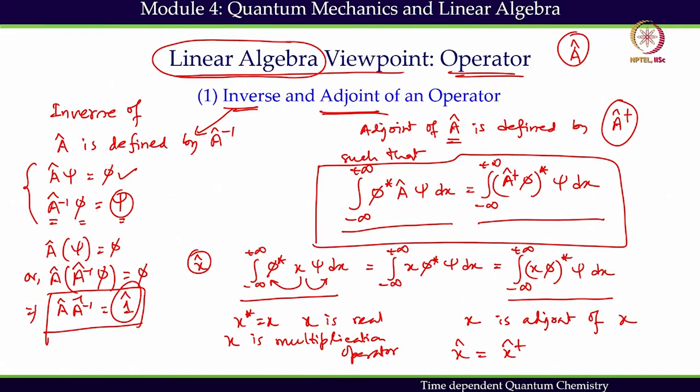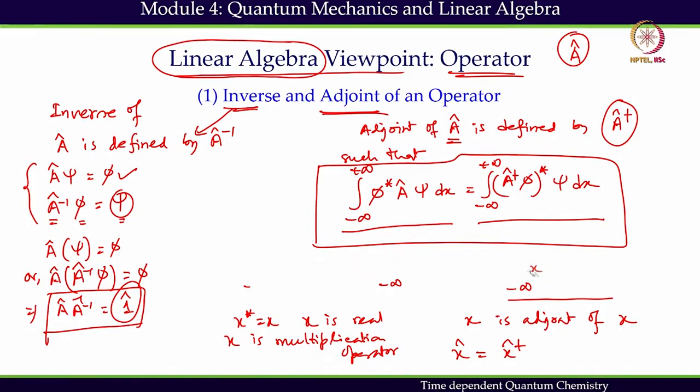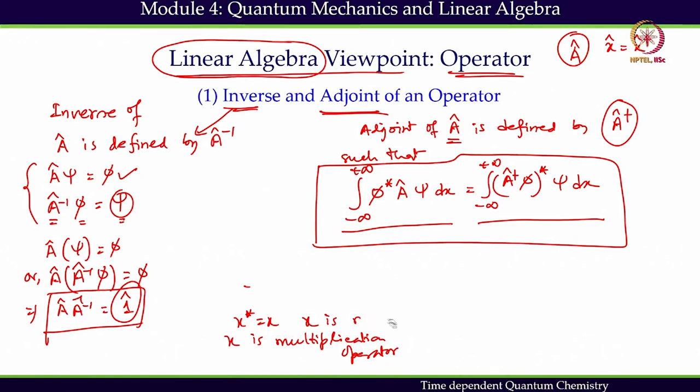Now, we will check a derivative operator, and see what kind of results we get for it. I will write down that the x operator is equal to its adjoint. For the derivative operator, let us say I have an operator which is d dx.